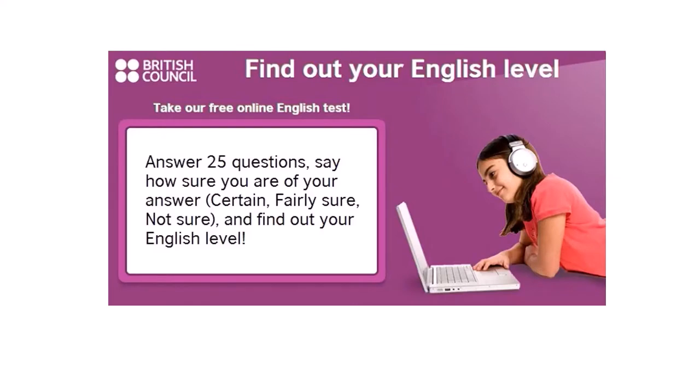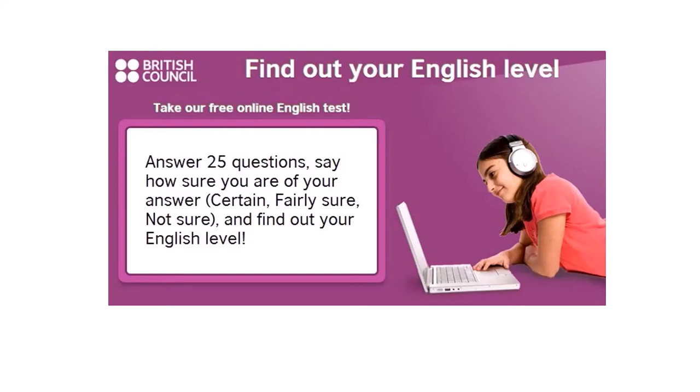The British Council's online English level test is one of those tools. This will give you an approximate indication of your English level. It has 25 multiple choice questions and it takes only 10 to 20 minutes. You will be asked to choose the correct answer. Then decide how sure you are that your answer is correct, whether you are certain, fairly sure, or not sure. Be honest about how sure you are. Your score depends on the answers you give and how sure you are.